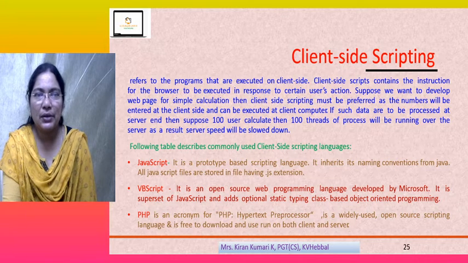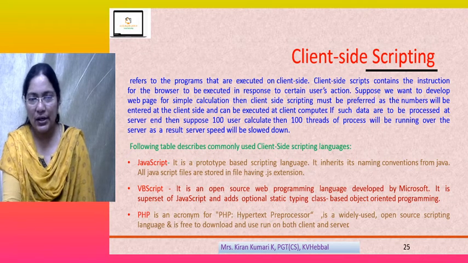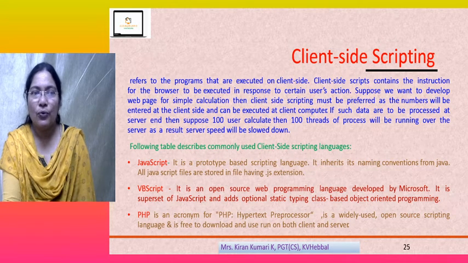Client side scripting refers to the programs that are executed on the client side. Client side scripts contain the instructions for the browser to be executed in response to certain user actions. Suppose we want to develop a web page for simple calculation, then client side scripting must be preferred, as the numbers will be entered at the client side and can be executed on client computers. If such data are to be processed at the server end, then suppose 100 users calculate, then 100 threads of process will be running over the server. As a result, server speed will slow down, isn't it?